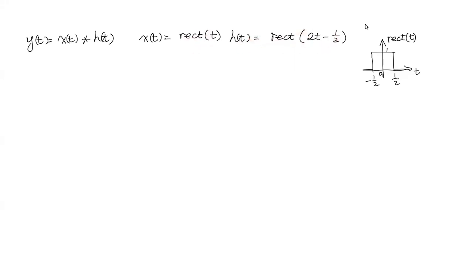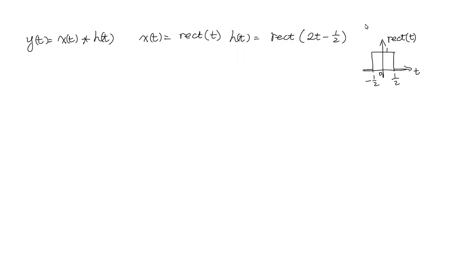Okay, h of t, we want to take a look at what it is. What's the shape of it? First thing we observe is that we have a 2 in front of t. So basically we have a compression of this original template. And then we have a subtraction of something. So it looks like we are moving it to the right, but not by 1/2. We are moving it to the right by 1/4. You need to take out this 2 first, and then it becomes 1/4.